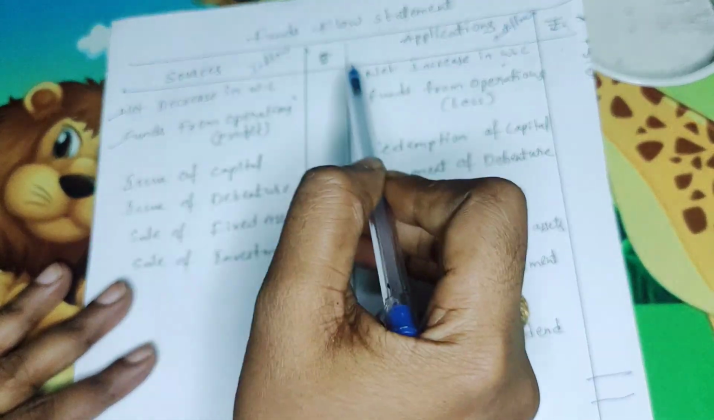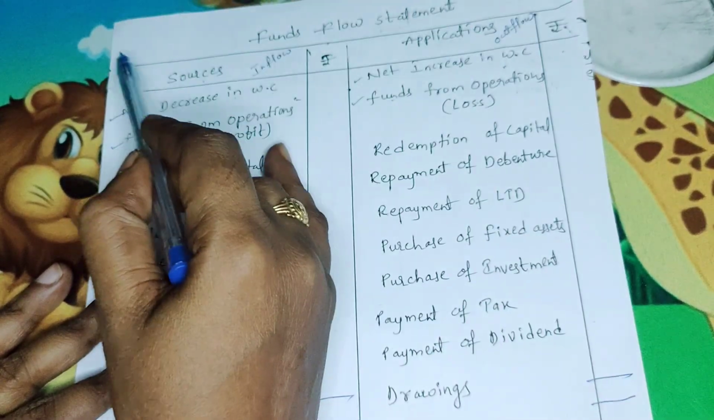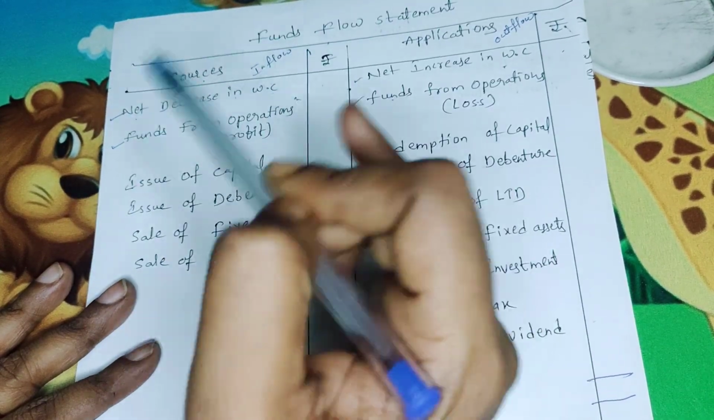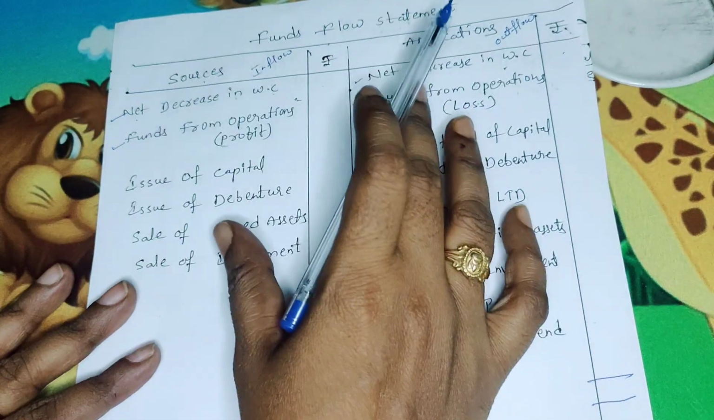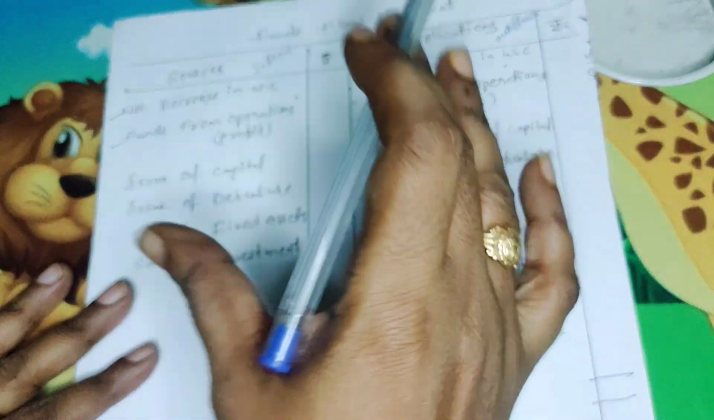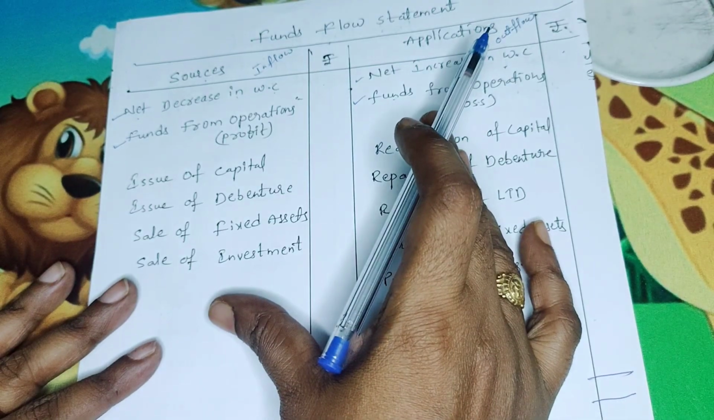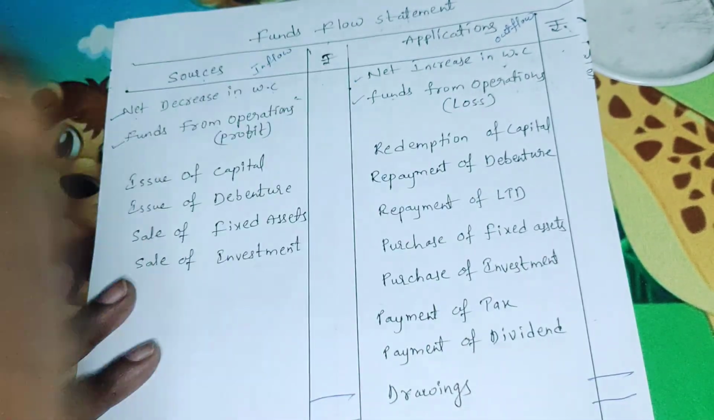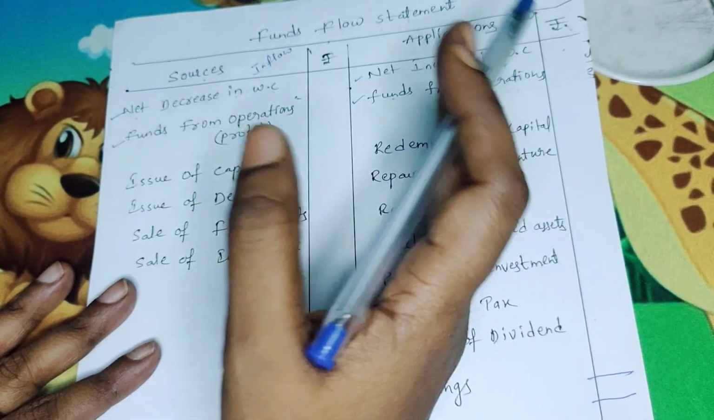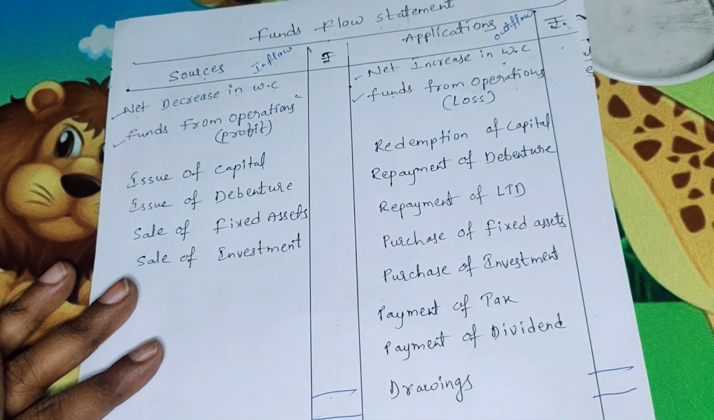So it looks like an account, but it is not an account, it is a statement. That's why we are not writing debit, credit, and we are not writing 'to' and 'by'. So no need to write debit, credit, no need to write 'to' and 'by', because it is a statement. It is like a balance sheet, it must tally. Sources are equal to applications. In the final accounts, assets are equal to liabilities. Like that, in the funds flow statement, sources are equal to applications.